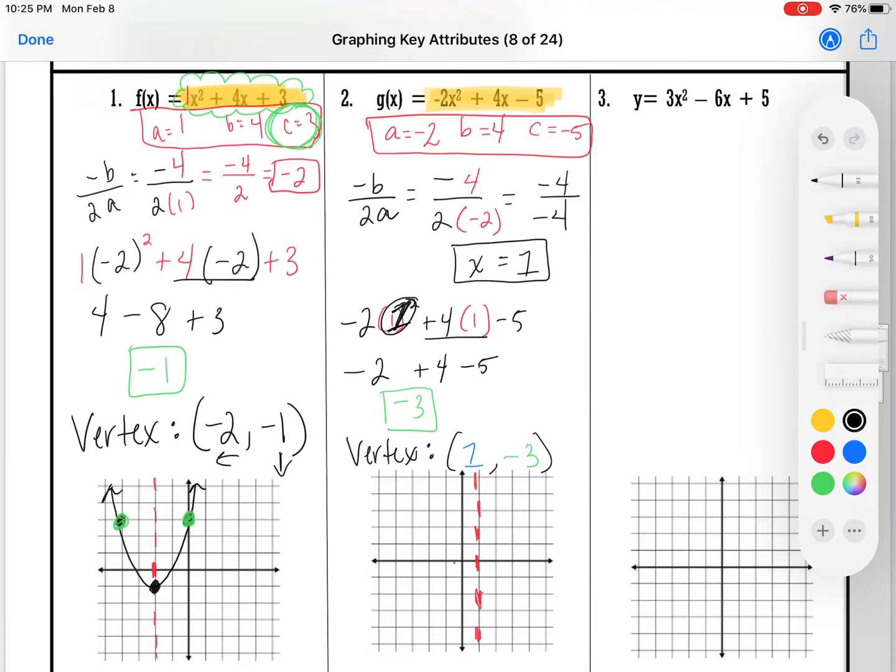So now I'm going to graph that from the origin. We go to the right one and down 1, 2, 3. So that is the vertex. That's the bottom of my V.